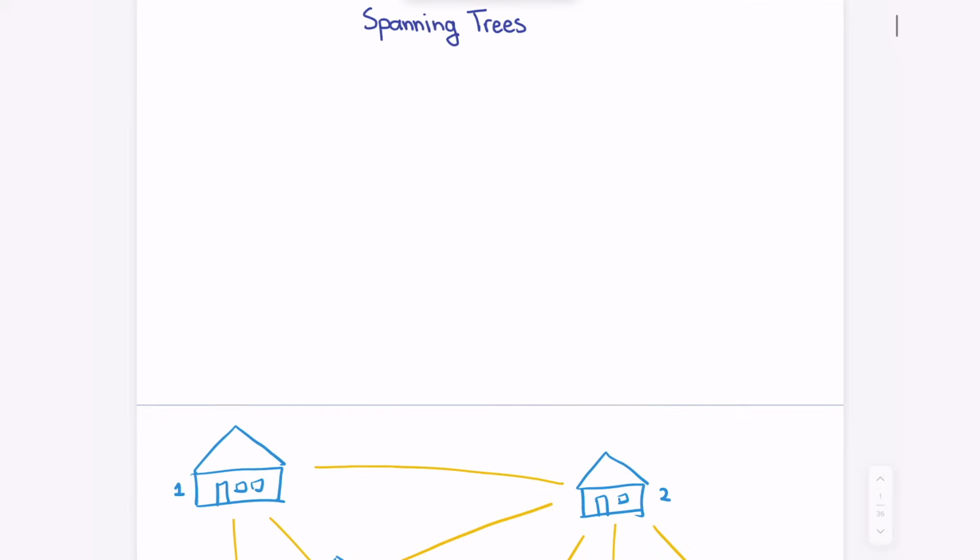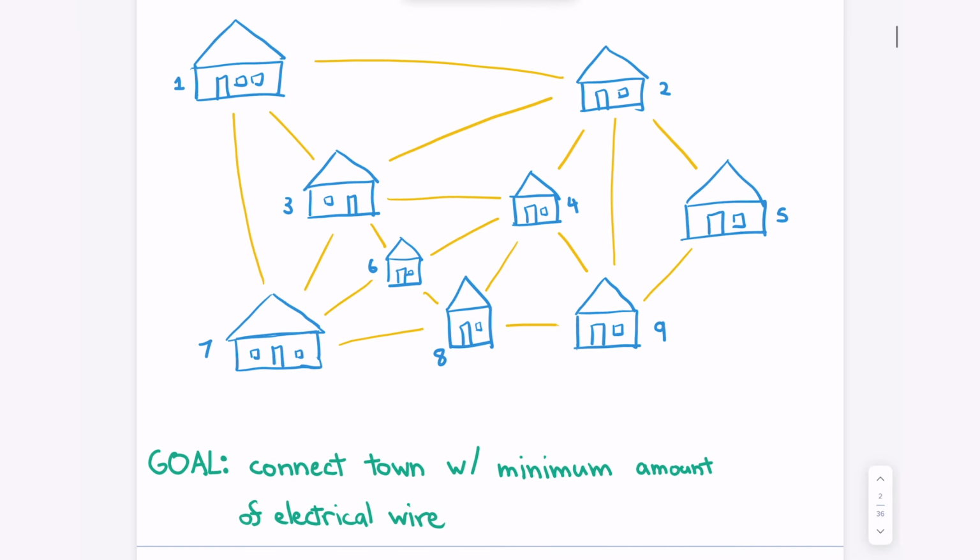So let's first just do a motivation. I think this is actually the origin of the problem. You just discovered electricity in the 1800s or something. Your goal is to connect the town with the minimum amount of electrical wire. Imagine those yellow lines represent where you could put wire, and the amount of wire is proportional to the length as drawn on the screen.